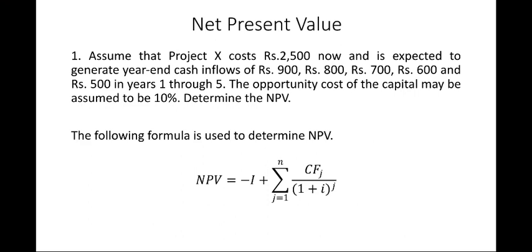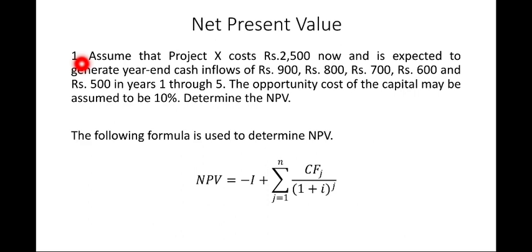As you can see from the formula over here, the following formula we use to determine the NPV. NPV is equal to minus I, that is initial investment, plus summation of j from 1 to n, cash flow j divided by (1 plus i) raised to the power j, where j is the number of years and i is the interest rate. We will be doing this valuation using an example that I have taken.